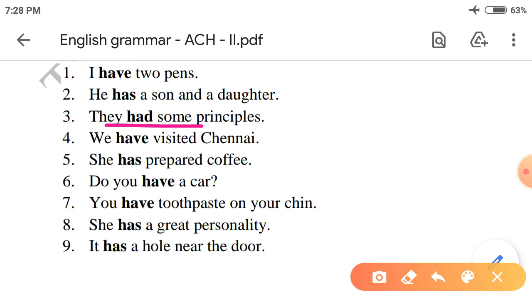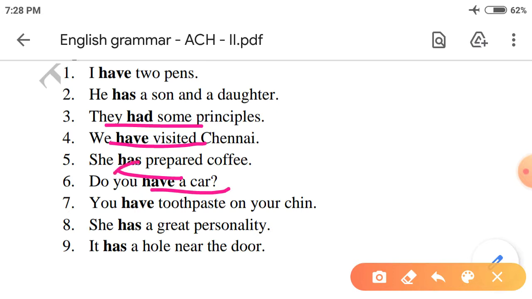So has means for he, she, it. For the present tense you have to use has. They had some principles. So this is the past tense. It is representing past tense. They had some principles. We have visited Chennai. So have, when the subject is we, for the present tense have form we have to use have. She has prepared coffee. So has. Why? Because when the subject is third person singular, that means he, she, it, there we have to use has.